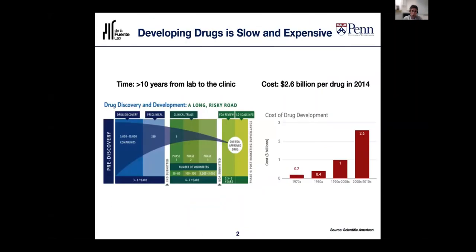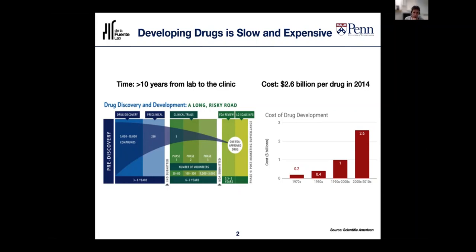And drugs are incredibly slow and expensive to develop, like it's been mentioned. From the moment that you discover a new drug in the laboratory that looks promising to the time where that drug is going to have an impact on patients, it takes, on average, over 10 years. So it's a very long and windy road. And the cost associated with that process is immense. It says here around $2.6 billion to develop a drug.